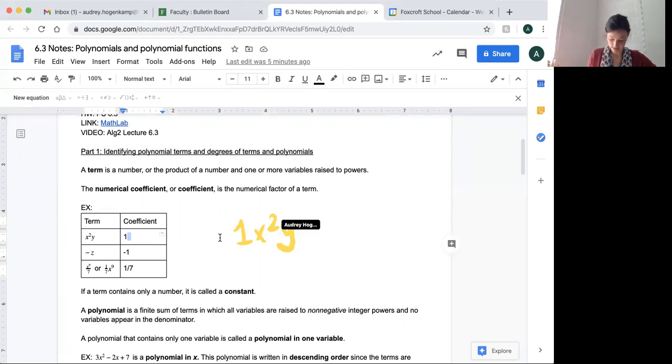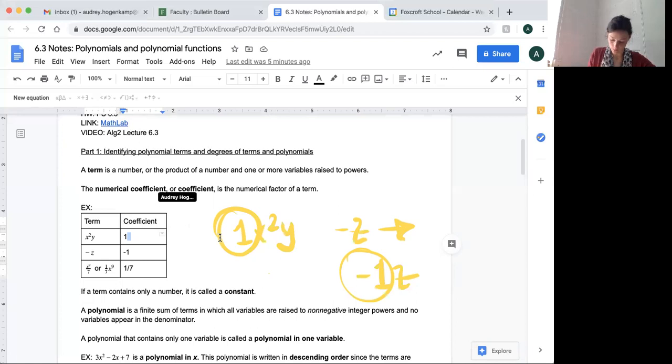Okay, same thing with the next one. We have negative z. The coefficient there is -1 because the coefficient is just going to be the number in front of our variables. And in negative z, it's implied that we have a -1 z. We just don't write the 1 because 1 multiplied by anything is itself. So for that one, we have -1 as our coefficient.